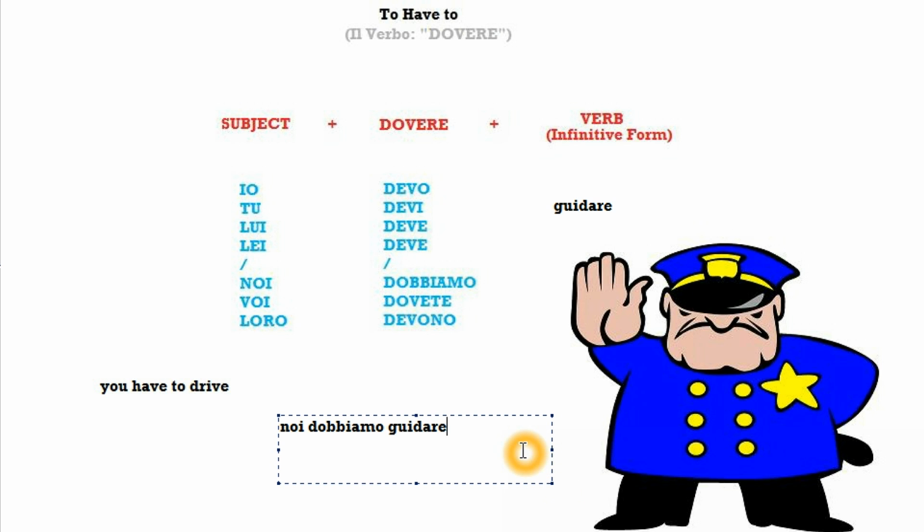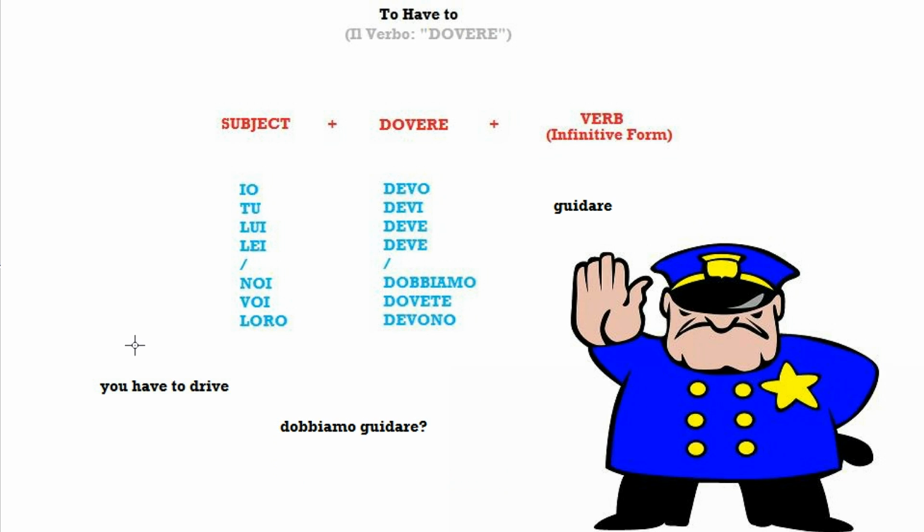However, we know that we always omit the subject in Italian, so we get rid of it. And also, we don't want to say we have to drive. We want to ask, do we have to drive? So all we do is we add a question mark in the writing and we change the intonation in the speaking. So we say, dobbiamo guidare? This means, do we have to drive?